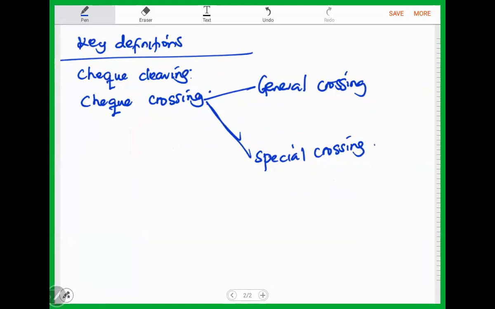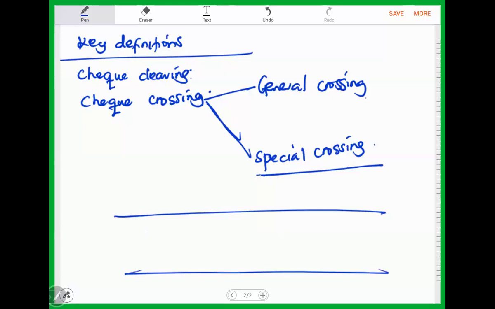Okay. So we are saying that we have either general crossing and special crossing. A special crossing includes the name of a specific bank between the parallel lines. If you have a check that has been crossed with two parallel lines, and here it has DFCU, this check can only be redeemed and paid into an account in DFCU. It cannot be paid to any other account within another bank.